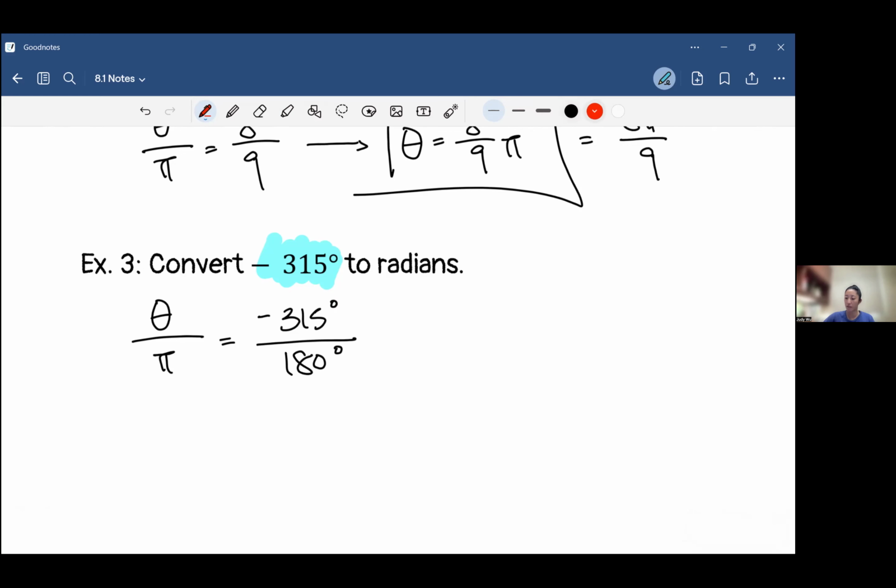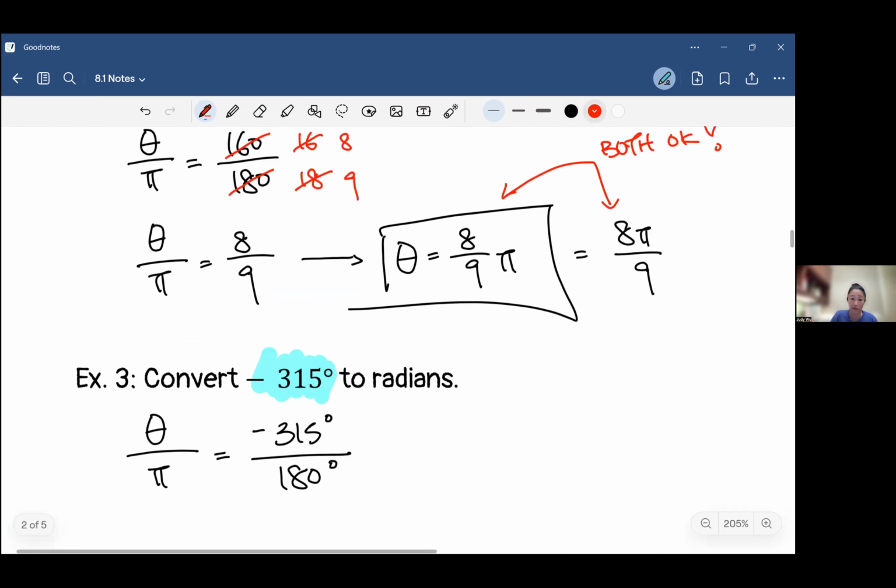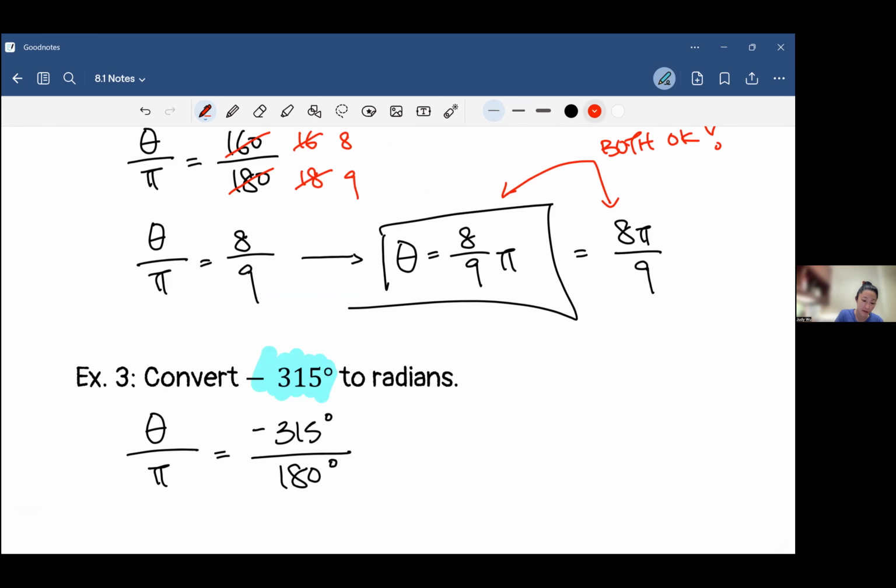All right, so we're going to do the same idea where we're going to try and reduce here as much as we can. And I notice that this time I can't reduce by 10, but I can reduce by 5. So on the top, that will give me 63, and on the bottom, that will give me 36. I think I can divide by 3 for both of these. So 63 divided by 3 is 21, and 36 divided by 3 is 12. And oh, I can actually divide by 3 one more time. So 7 and 4.